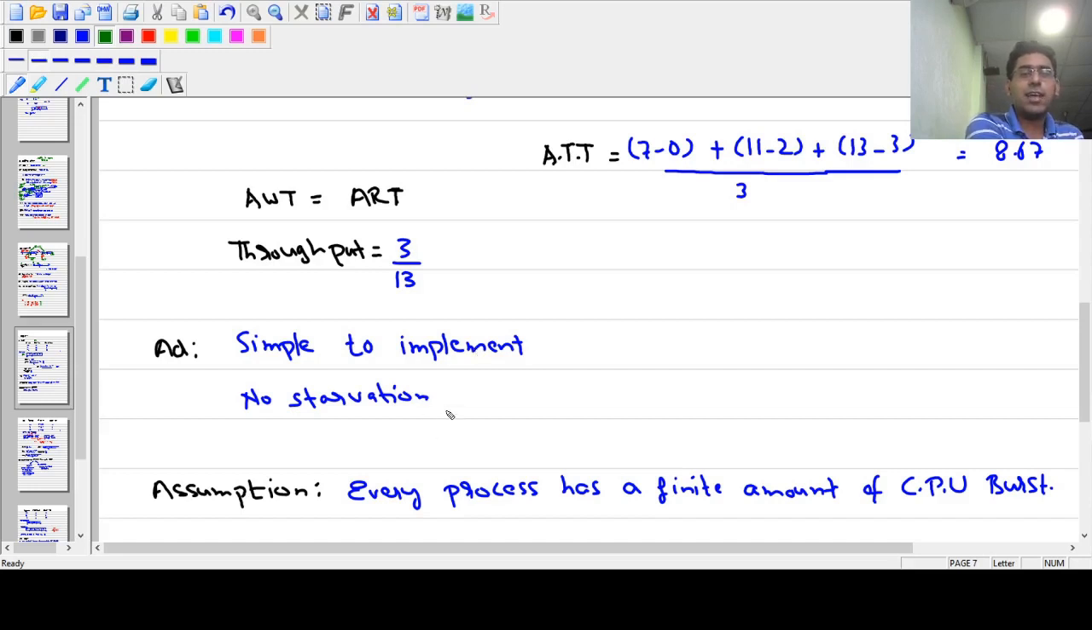Another advantage is that there is no starvation. How? Because whoever comes first will have a wonderful interaction with the CPU and nobody will disturb him. No other process will preempt him till his discussion with the CPU has been completed. So whoever comes, he will get the CPU definitely, provided each process is of finite CPU burst time, then nobody will be starving.